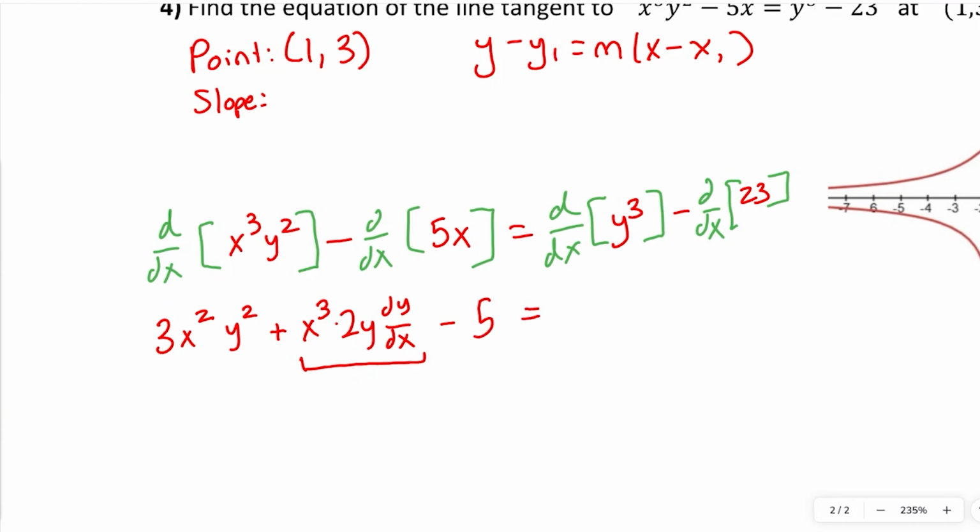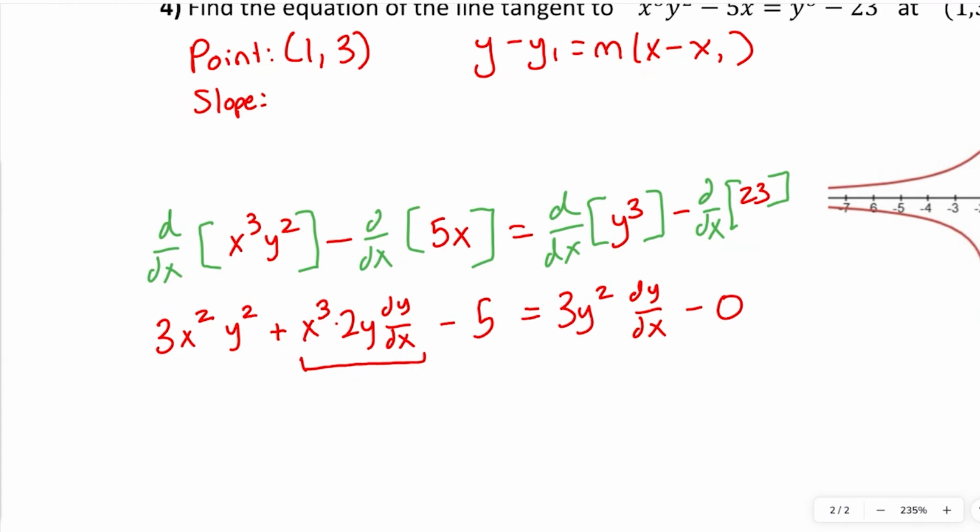What's the derivative of y cubed with respect to x? 3y squared, so we've got to do power rule, times dy dx, the derivative of y with respect to x. Thing is, we don't know what dy dx is yet. That's what we're trying to find. Minus 0, yeah. Because 23 is a constant.